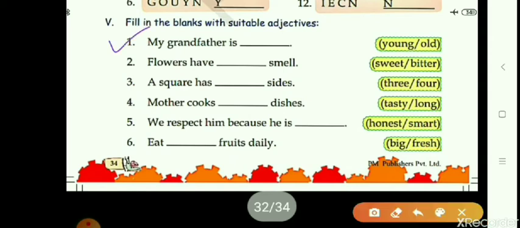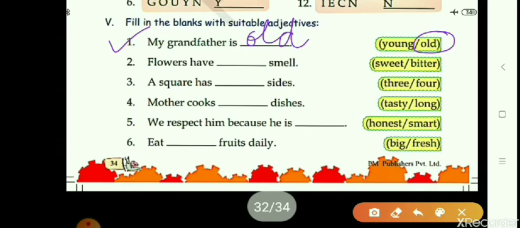First one. My grandfather is blank. Now grandfather can be young or old. Grandfather is old. So the correct option is old. My grandfather is OLD, old. The correct describing word is old.